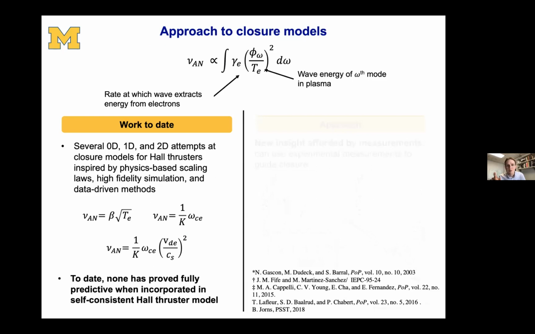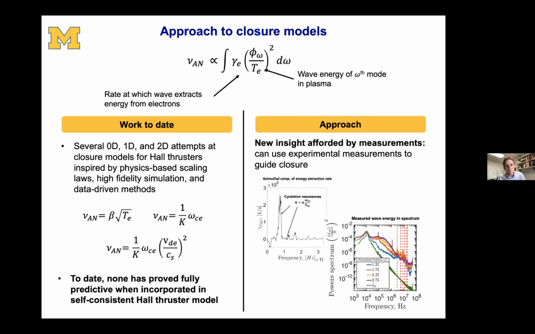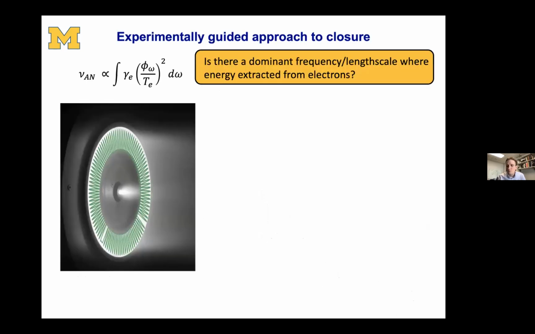this segment here with the comment that despite many different closure models that have been proposed to date, none of them, when they're self-consistently implemented in fluid codes, is actually able to predictively estimate performance. So an alternative approach that we've been pursuing in Michigan is to try to leverage these experimental insights to see if there's an appropriate closure. So I'll spend my remaining few slides kind of talking about that.